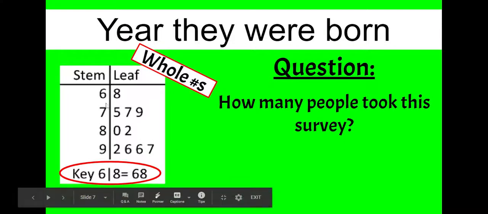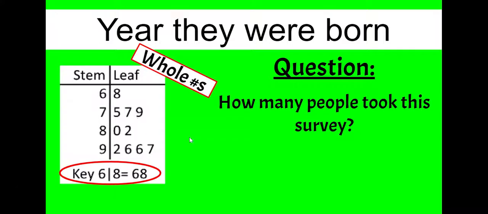Remember, if 68 is one person's vote, and 75 is another person's vote, and 77 is another person's vote, how many people took this survey and answered this question?